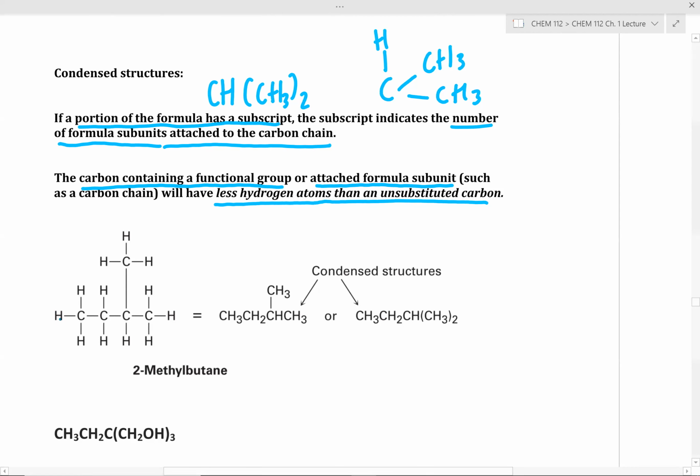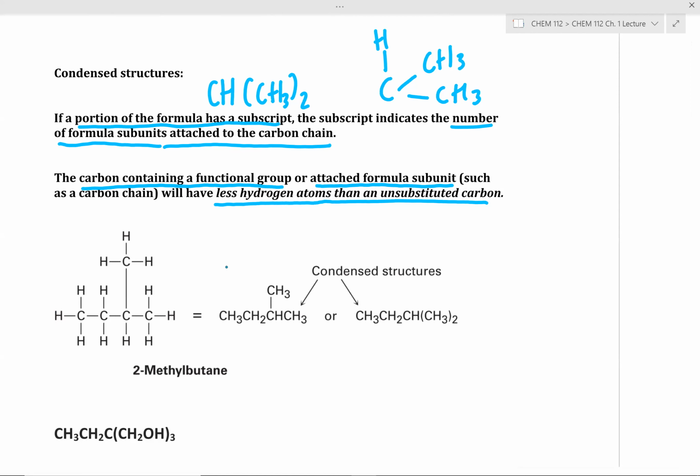We're now going to further condense this formula by indicating the number of side chains attached to each carbon. So for example, if we look at this carbon on the far left, if we look at it from the perspective of a box, it's attached to one thing, right? So how many hydrogens does it have? How many hydrogens are in this CH3? 3. Yeah, so it's attached to one thing, so it has 3 hydrogens. 3 plus 1 gives us 4.